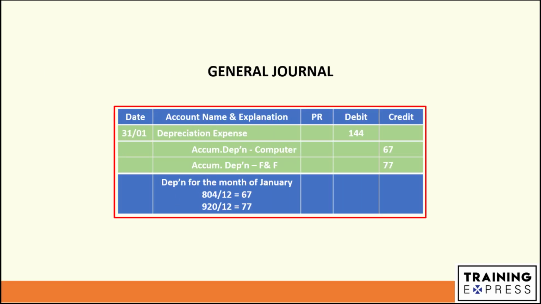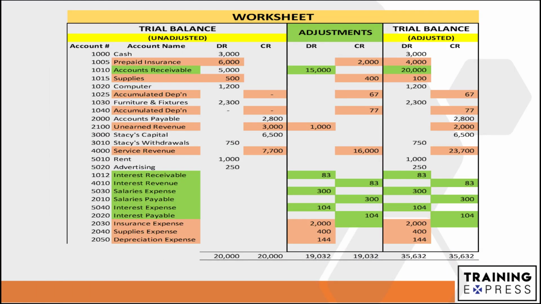Now let's record the adjusting journal entry for depreciation. Depreciation expense will be debit by $144 and accumulated depreciation on computer will be credited by $67 and accumulated depreciation for furniture and fixture will be credited by $77. Now let's look at our final worksheet. I have highlighted in orange color the accounts which are affected during this lecture.